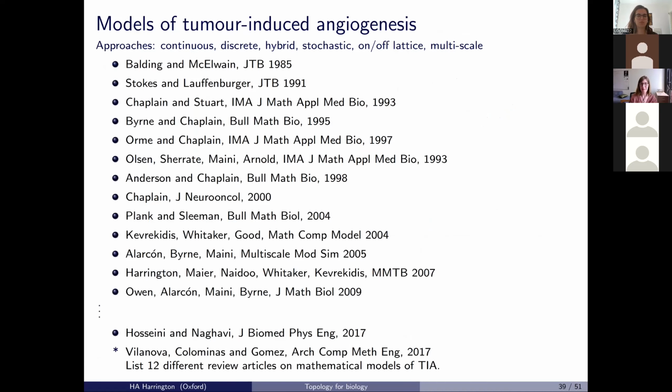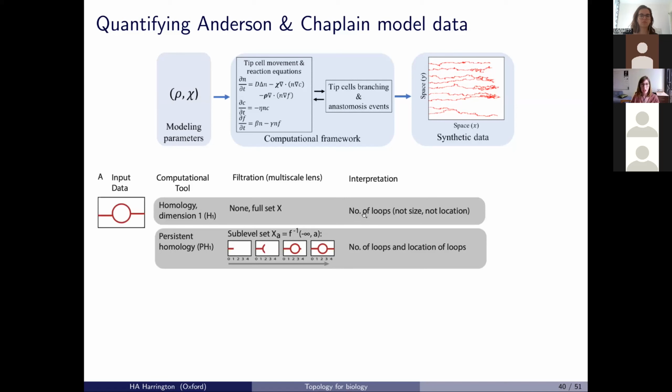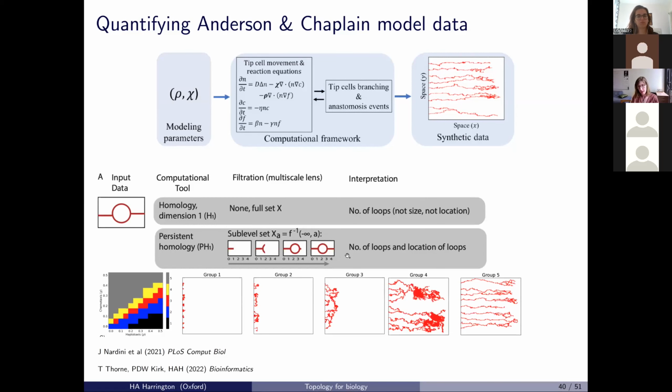There are many different mathematical models. So I want to just, in the last couple of minutes, talk about our chemical reaction networks. Now you can think about them with space and add stochasticity, and these are agent-based models, and they generate data. And so instead of using homology and just getting the number of loops, we can use persistent homology and get the loops and the location, and then be able to classify into different groups. But what we really want is the number of loops, the location, and their size.